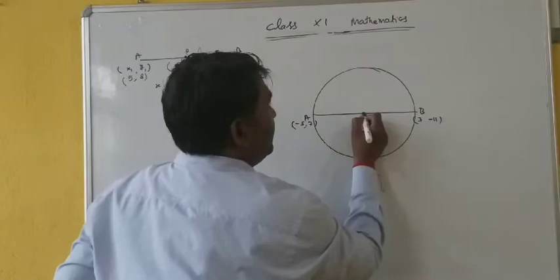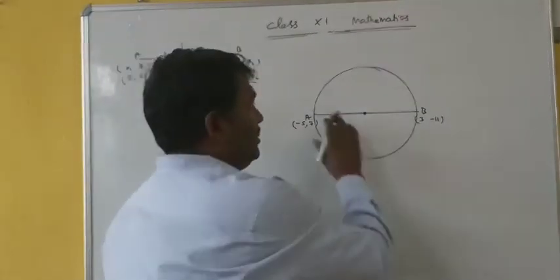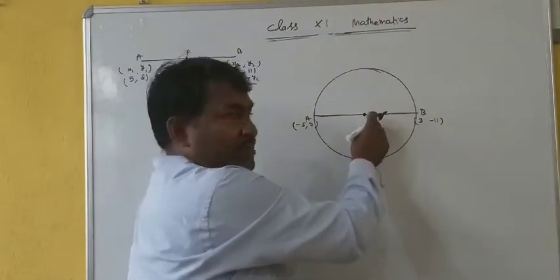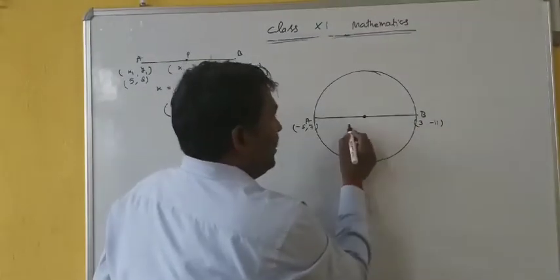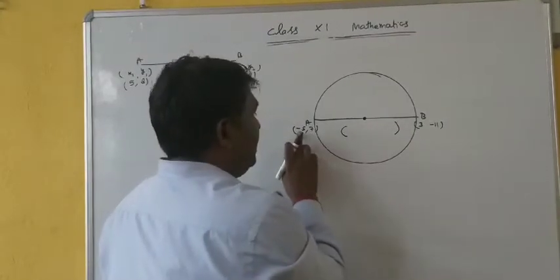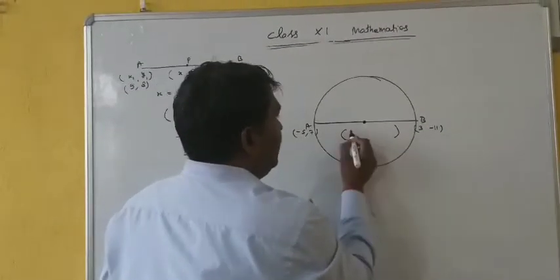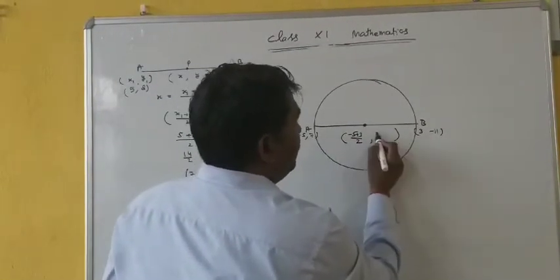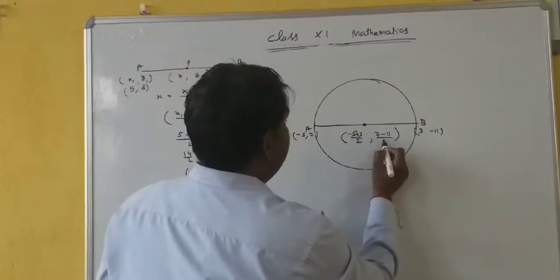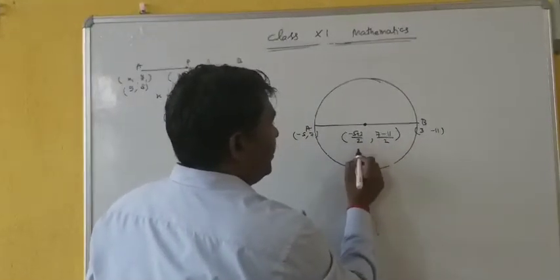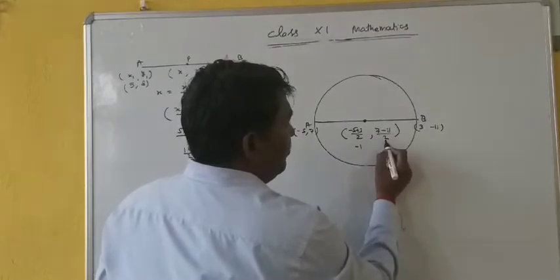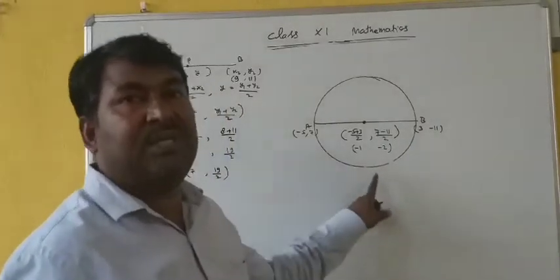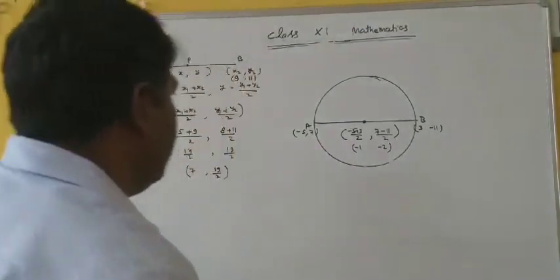So if you have to find the coordinate of the center, as you know, since AB is a diameter, the center will be at the midpoint of this diameter. Therefore, again you have to apply the midpoint formula. Algebraic sum of x coordinates: -5 plus 3 divided by 2, and here 7 plus -11 means -4 upon 2. You will get -2 by 2, -1, and -4 by 2, -2. So this is the coordinate of the center of this circle.